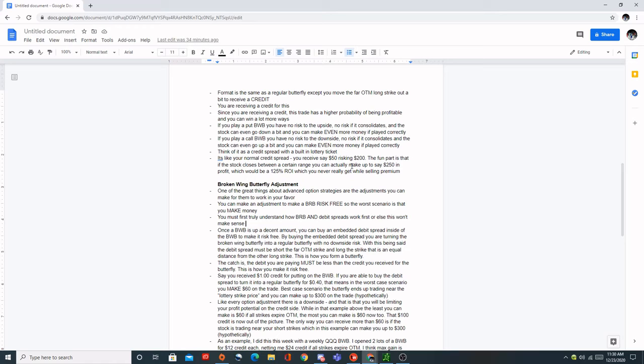By buying the embedded debit spread, you are turning the broken wing butterfly into a regular butterfly with no downside risk.